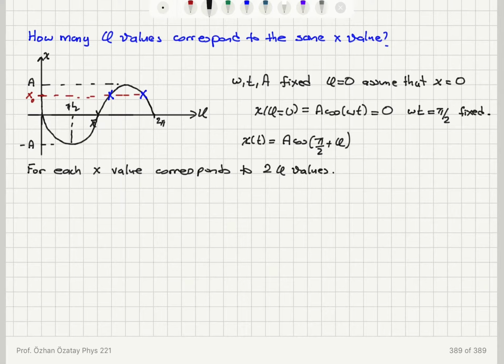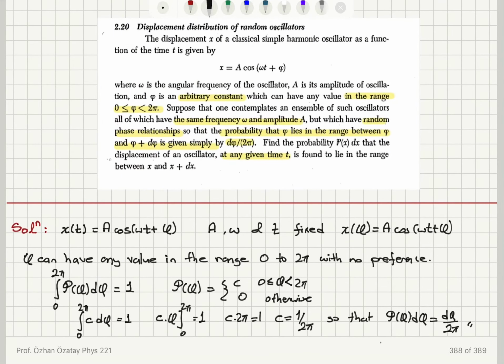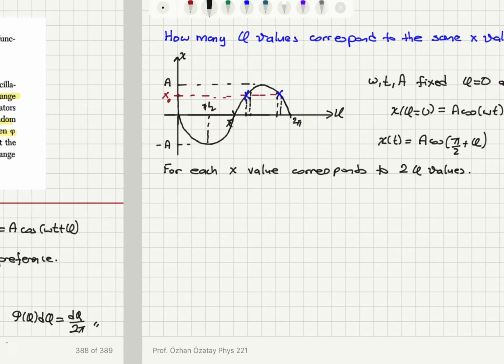There is only one exception here, that's the extremum points, but then you can say that the two phi values are the same for that point. Okay, so what is the probability of having a phi value in the range here to here and here to here? Since we have the probability distribution function giving me 1 over 2 pi, and it's independent of where it is, the probability is the same.